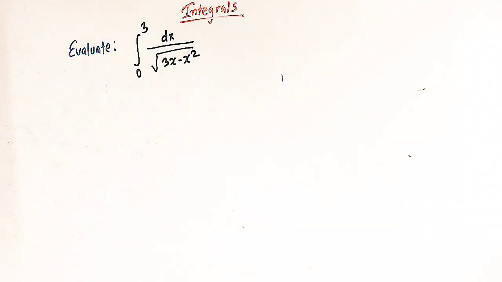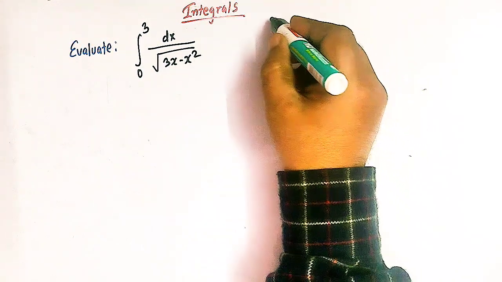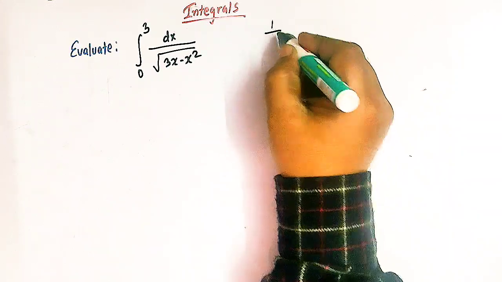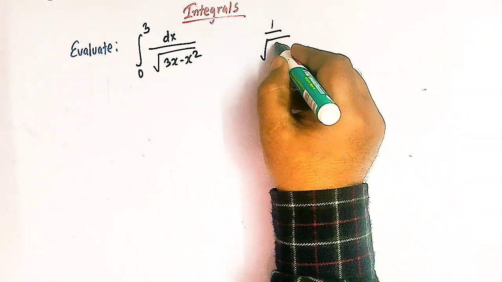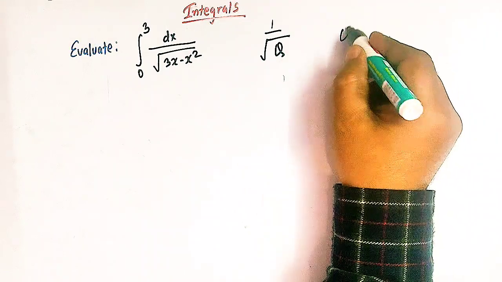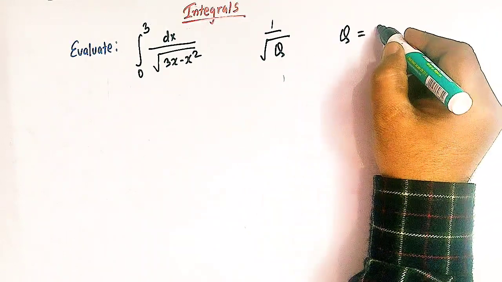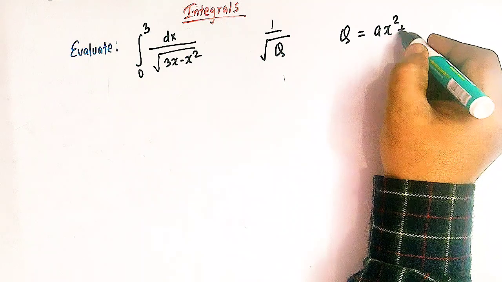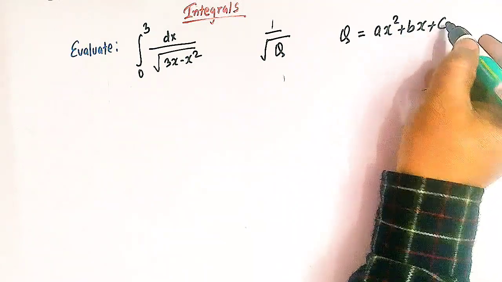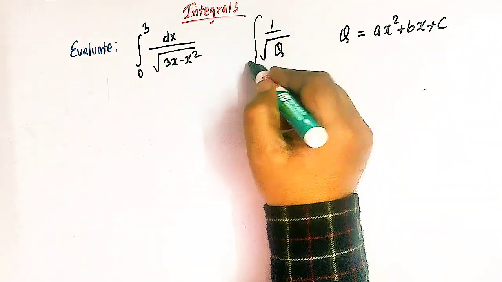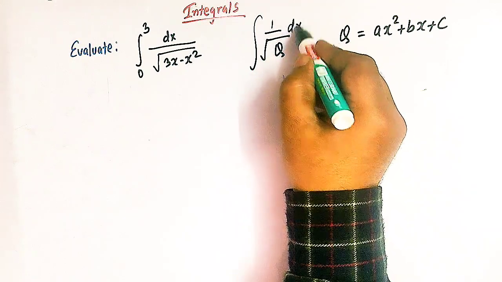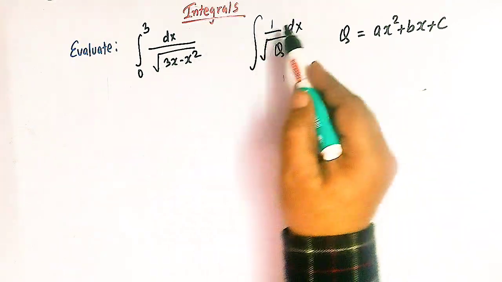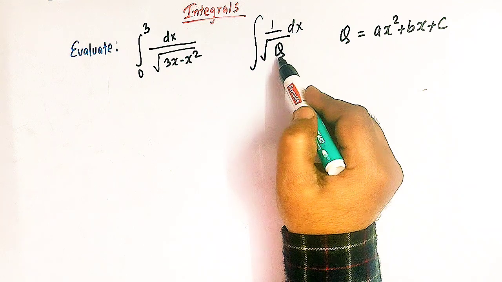Hello viewers, in today's session we are going to discuss a very important definite integral in which the integrand is of the form 1 over square root of q, where q is a quadratic polynomial, that is ax square plus bx plus c. So here we have the integrand of the form 1 over square root of q.